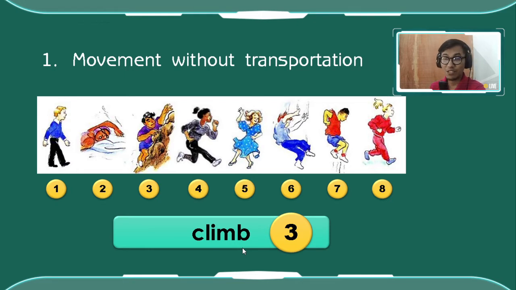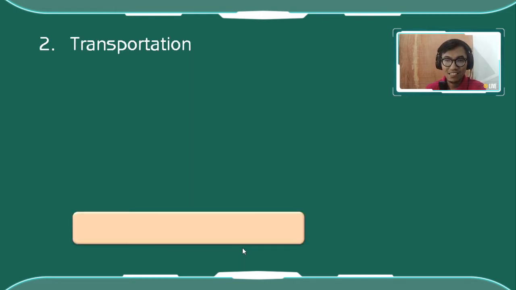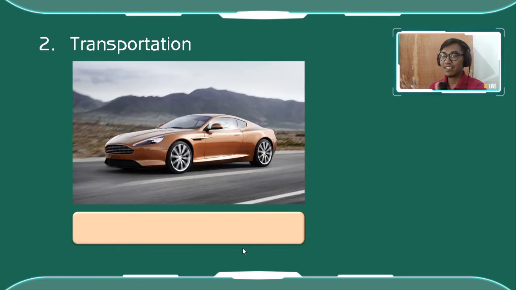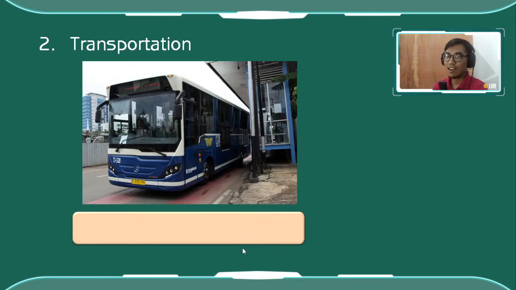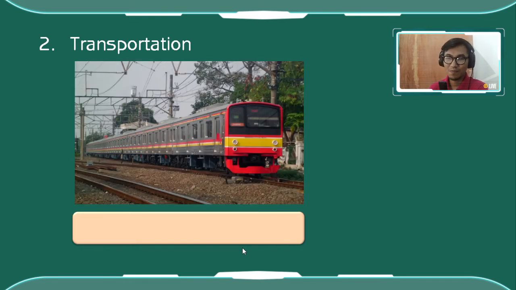Okay, now we continue with the transportation. So I'm going to show you a picture here. And can you please guess the name of the transportation? Let's start. The first one is, it's a car. And the second picture is, it's a bus. Continue. What is that? That's a train. Very good, train.